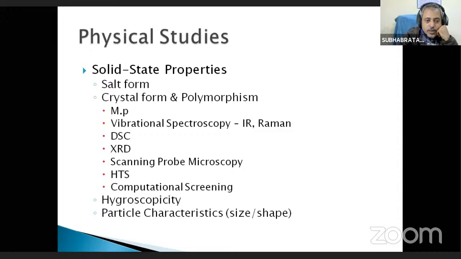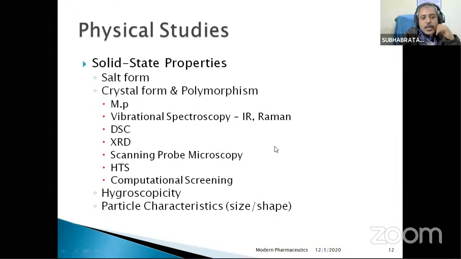So we have discussed the salt form, and we have discussed the crystalline state. In these polymorphism aspects, the last two points, as you can see, are high throughput screening and computational screening. This, in brief, I have already discussed in the last class.